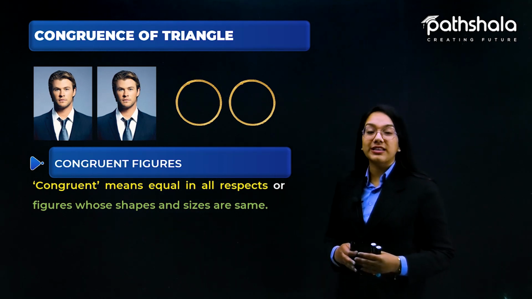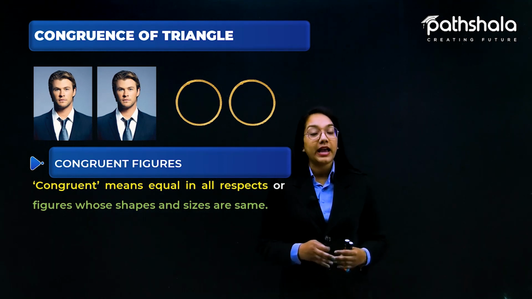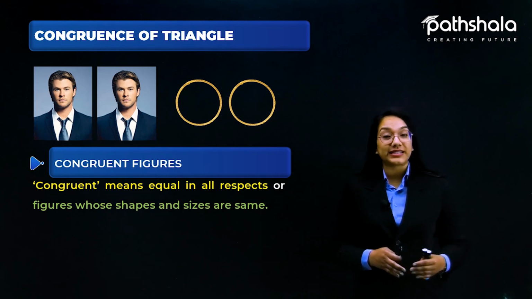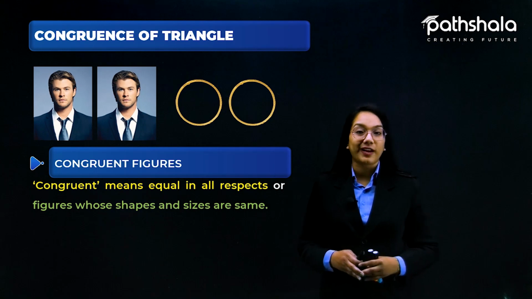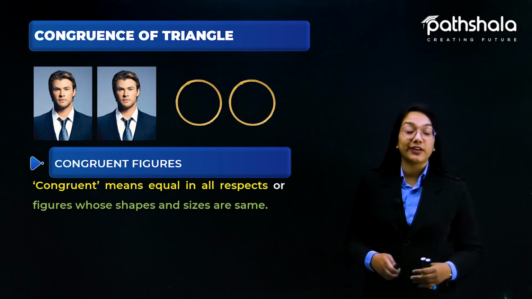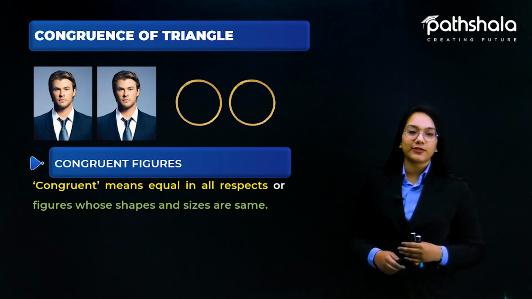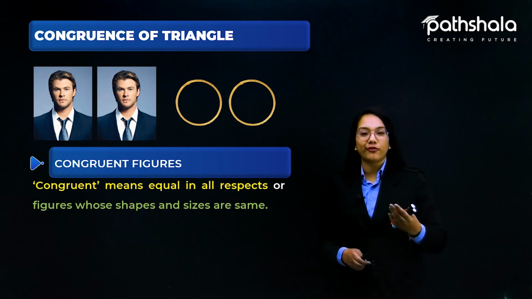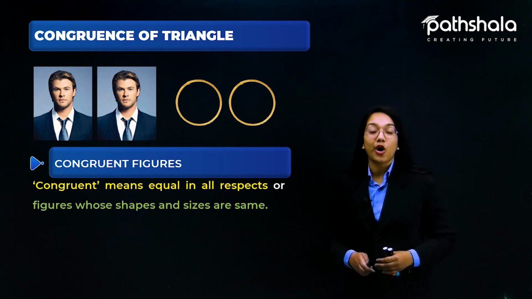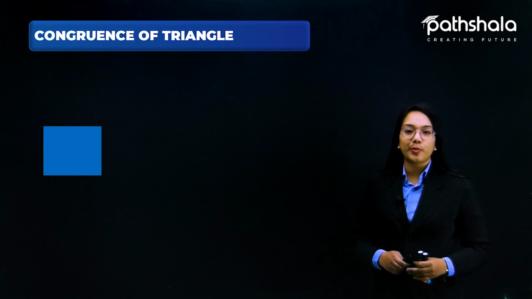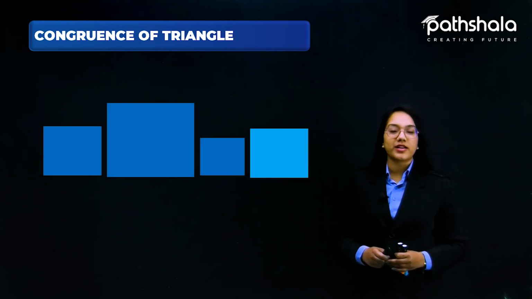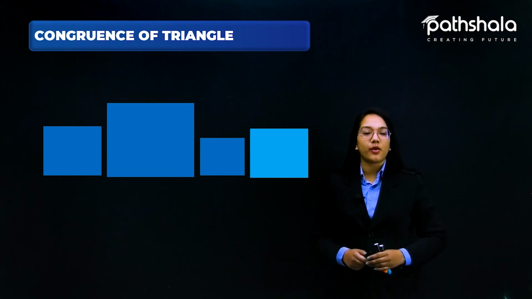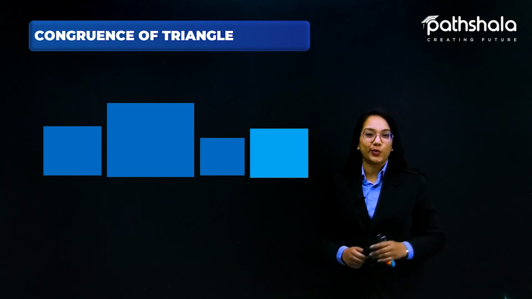Why so? Because they have exactly the same shape and the same size, and they are equal in all respects. That's why they are called congruent figures. Now, moving on further, let us take an example of squares. Suppose I have these four squares. Can you tell me which square is congruent to which one?